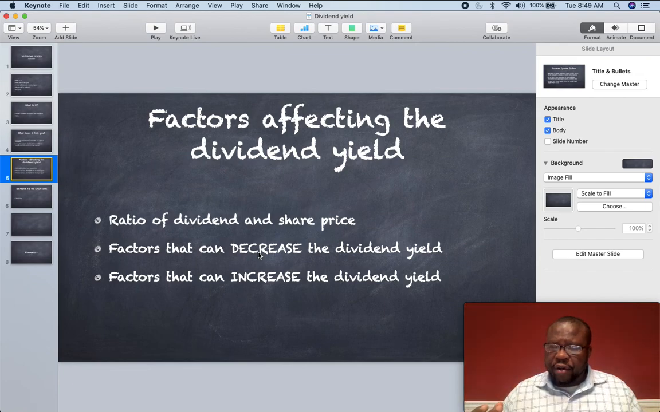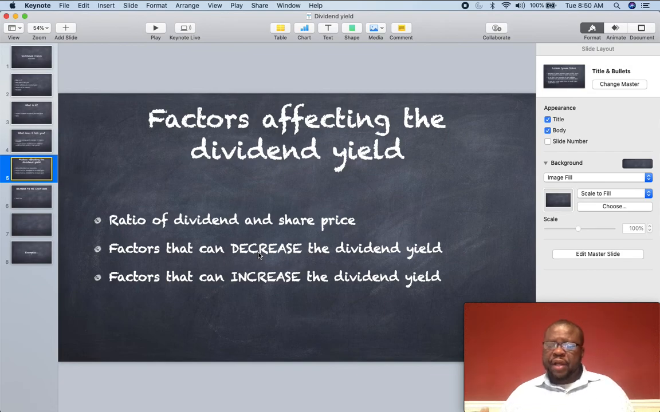The other factor that you can change would be if you decrease the annual dividend. So the annual dividends go down, right? Instead of you getting $1 per year, you're getting 50 cents. Okay? And then say the share price remained the same at 100. So instead of 1 over 100, it's now 0.5 over 100.